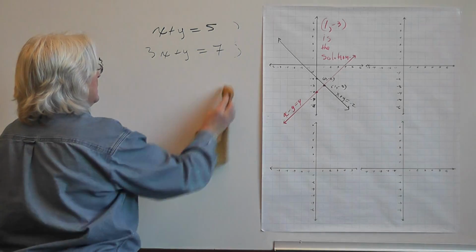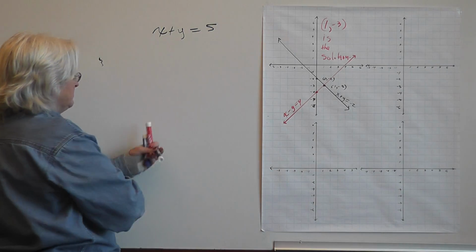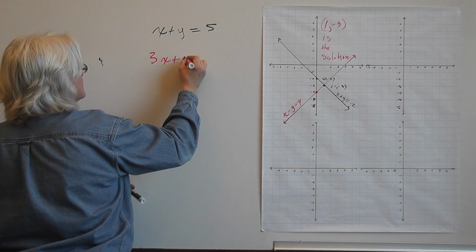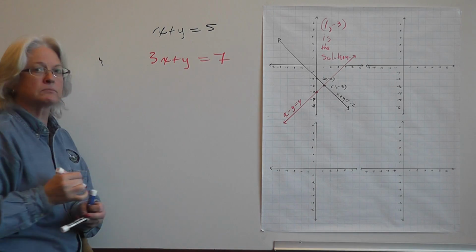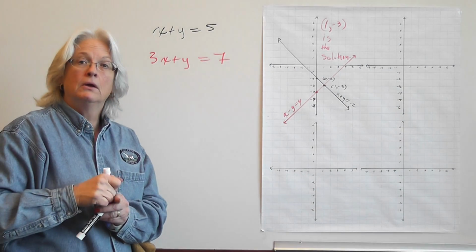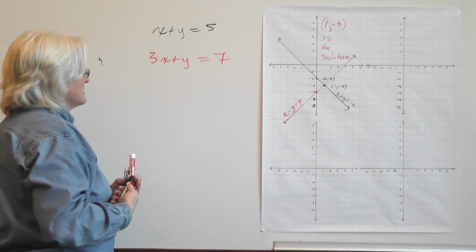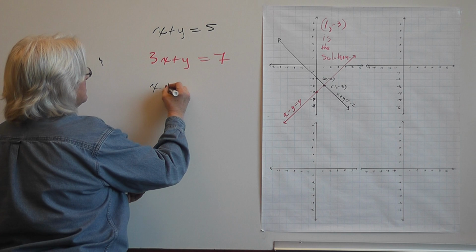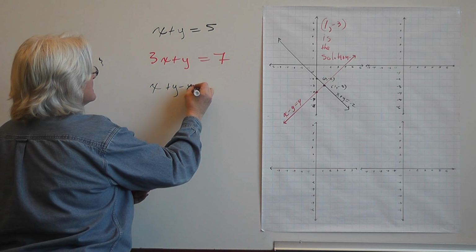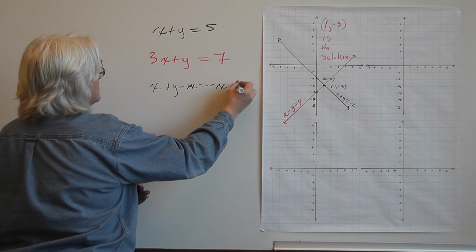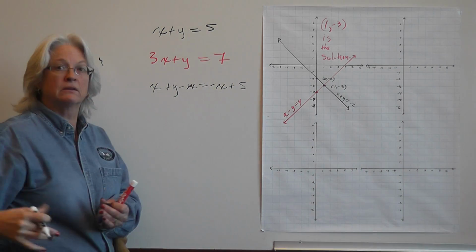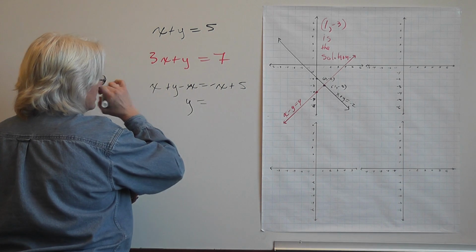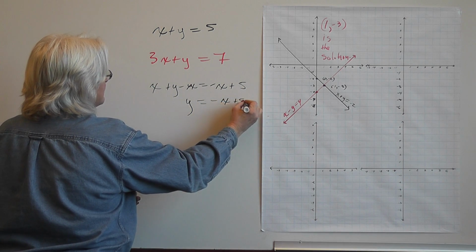So let me go ahead and rewrite this one in a different color. 3x plus y is equal to 7. How do we solve these? We're going to graph both of these simultaneously on the same set of axes. x plus y minus x is equal to negative x plus 5. I've subtracted an x from both sides of the equation. y is equal to negative x plus 5.